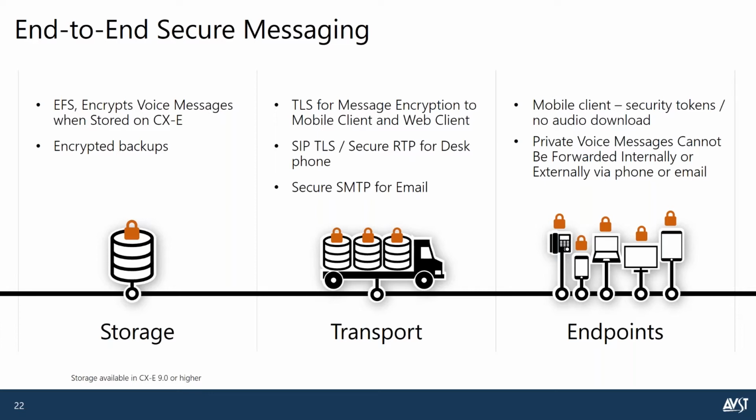What we've already done is make it so that if you want to encrypt messages on the wire, both internally between the phone system and us using TLS, or externally using SSL, or using secure SIP, secure SMTP, anything you want to put on the wire, we support. And the most important piece is the actual client piece. That's really where messages lose their security.